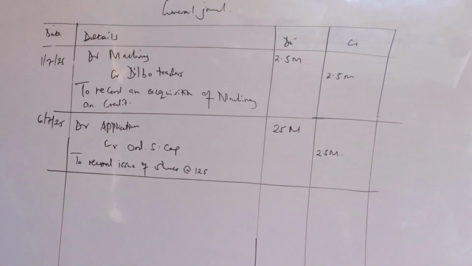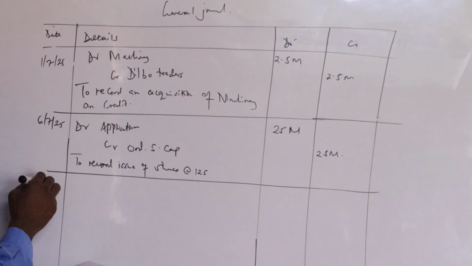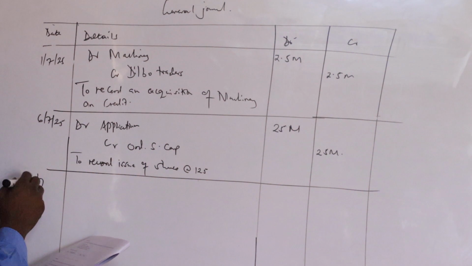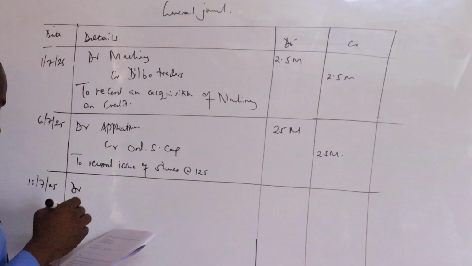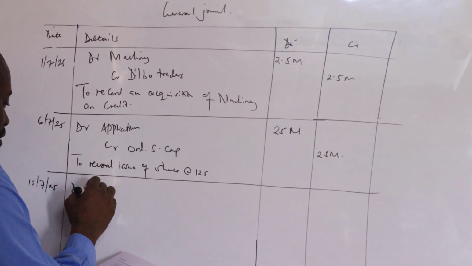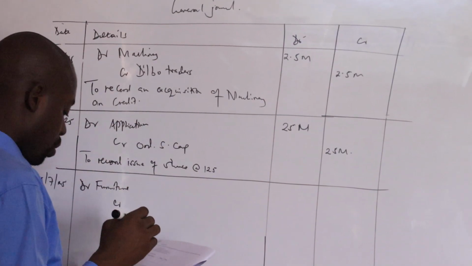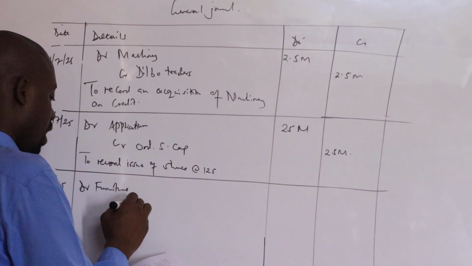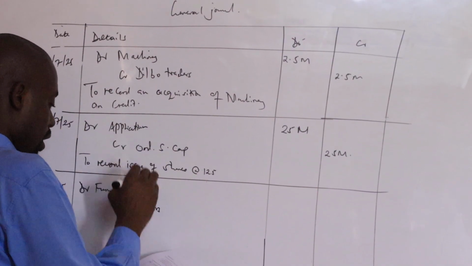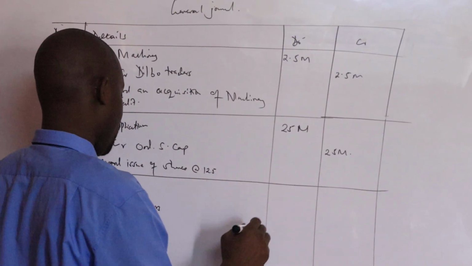The next transaction, number 4, we had bought furniture 2.8, but we paid 2 million. So I only want to record the transaction that is on credit. For now, I would debit what? I would debit furniture. I will credit who? The person who sold us. I'll call them creditors. For now, creditors. Paid 2 million. The balance is 800,000.